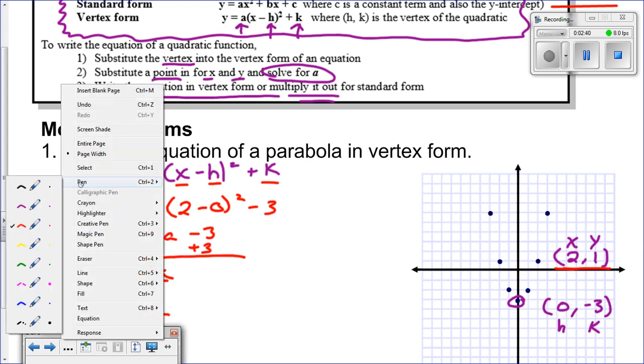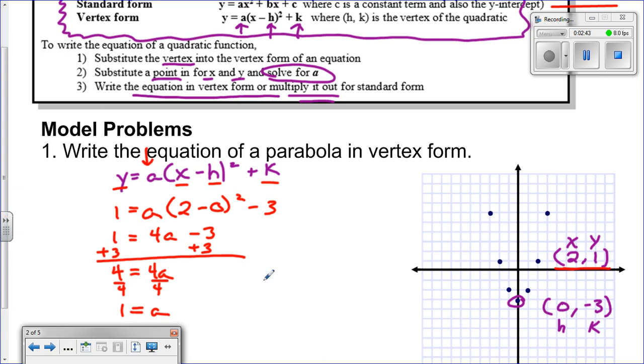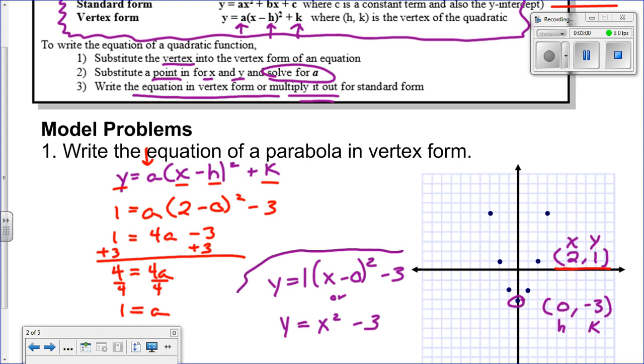Well, great. Now that I know that a is 1, what I can do is just plug that right into my formula. So y is equal to 1 times (x minus 0) squared, minus 3. Which is the same thing as y is equal to x squared minus 3. And that's all there is to it. So basically, again, what we're doing is putting in a value for y, x, h, and k, and solving for our a value. Once we have our a value, we put the vertex in, we put the a in, and we're done.